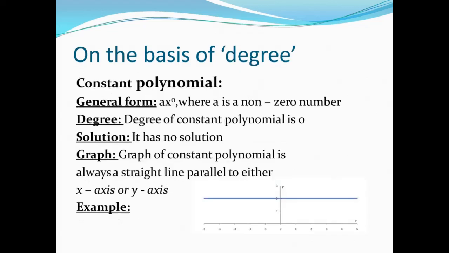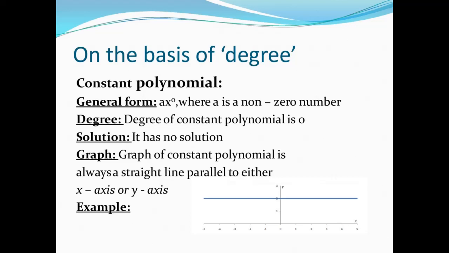Next is classification on the basis of degree. What do you mean by the degree of a polynomial? The degree of a polynomial is the highest power of a variable in the given expression. There is a relation between the degree and the solutions of a given polynomial. For example, if the degree of any polynomial is 2, then it will have two solutions. We will discuss this topic later in detail.